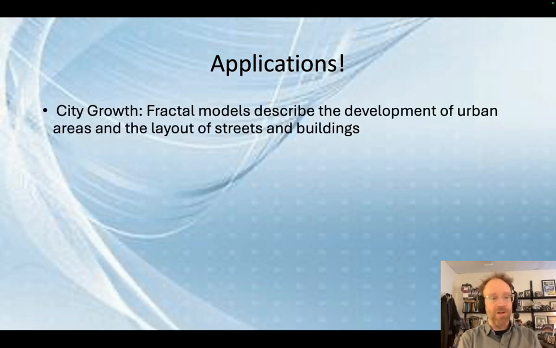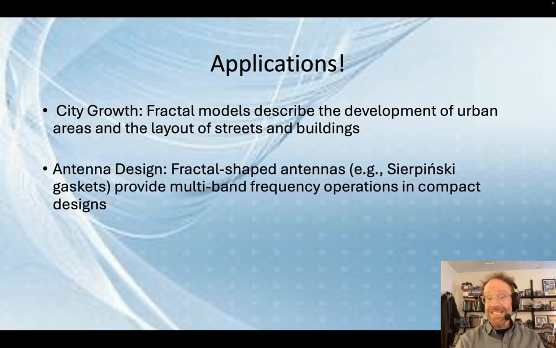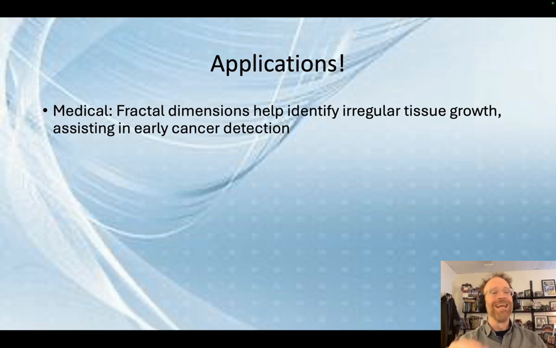Fractal models describe the development of urban areas and the layout of streets and buildings. Antenna design: fractal-shaped antennas, in particular Sierpinski gaskets, which are related to those triangles and squares we looked at earlier. They provide multiband frequency operations in compact designs, which is just really cool, to think that some devices like a phone might have these in there. They don't, but they certainly have in the past. Don't break your phone to look for them.